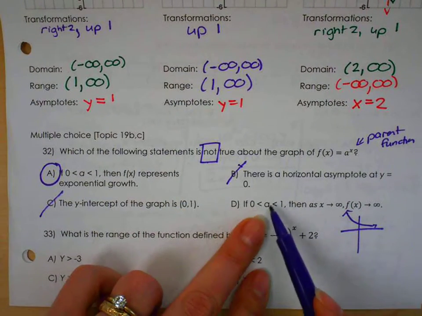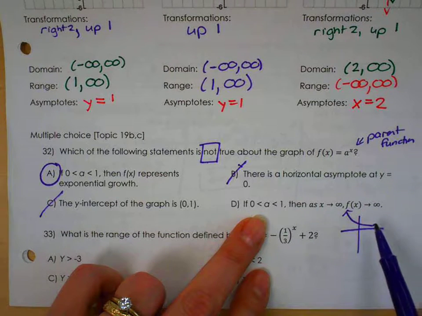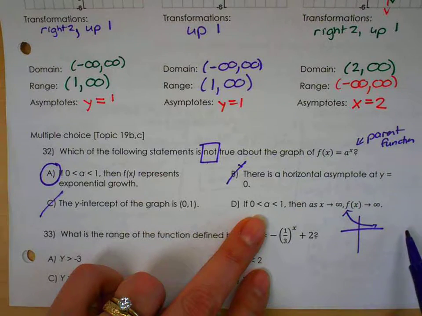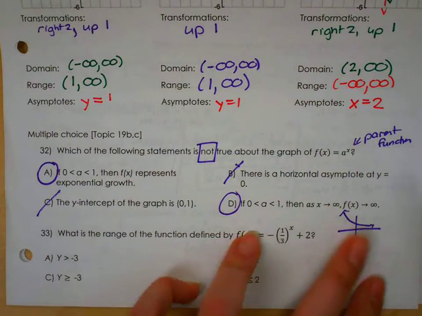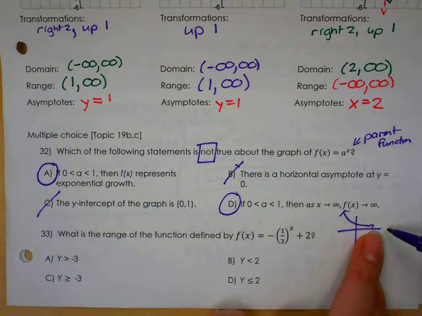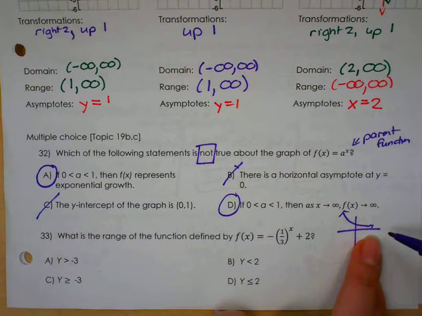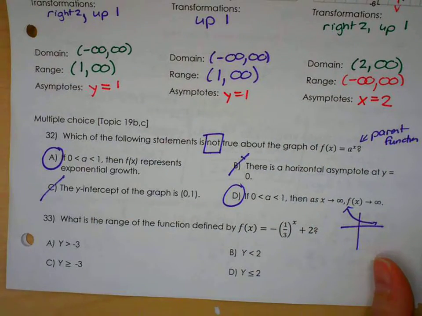So again, it's saying if the base is a fraction, so like this is decay right here. If the base is a fraction, as x approaches infinity, so as x goes more and more this way, y goes to infinity. Well, this one is also false, because as I go toward infinity here, my y value is getting closer and closer to 0. It's not getting closer and closer to infinity. So I have two false ones, A and D.